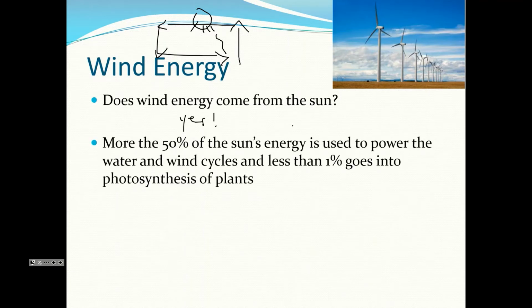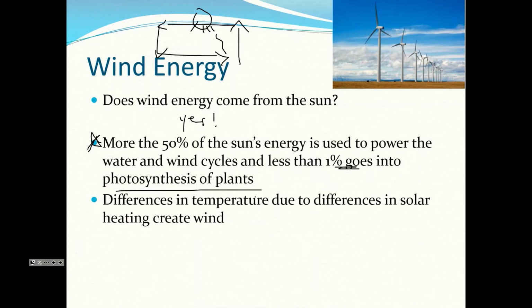More than 50% of the sun's energy is used to power the water and wind cycles, and less than 1% of it goes into photosynthesis. So you need to know this. This was one of the curriculum points that you need to know. Most of the sun's energy goes into the wind and water cycles. Very little of it goes into photosynthesis of plants.